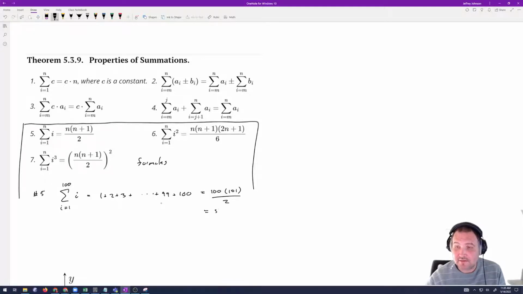Right, so you end up getting a 50-50 here. So you don't have to do it 1 plus 2 plus 3 and then do it the hard way. This formula encapsulates a nice way of thinking about adding up consecutive integers. And it's the same for number 6 and 7, consecutive squares and consecutive cubes.